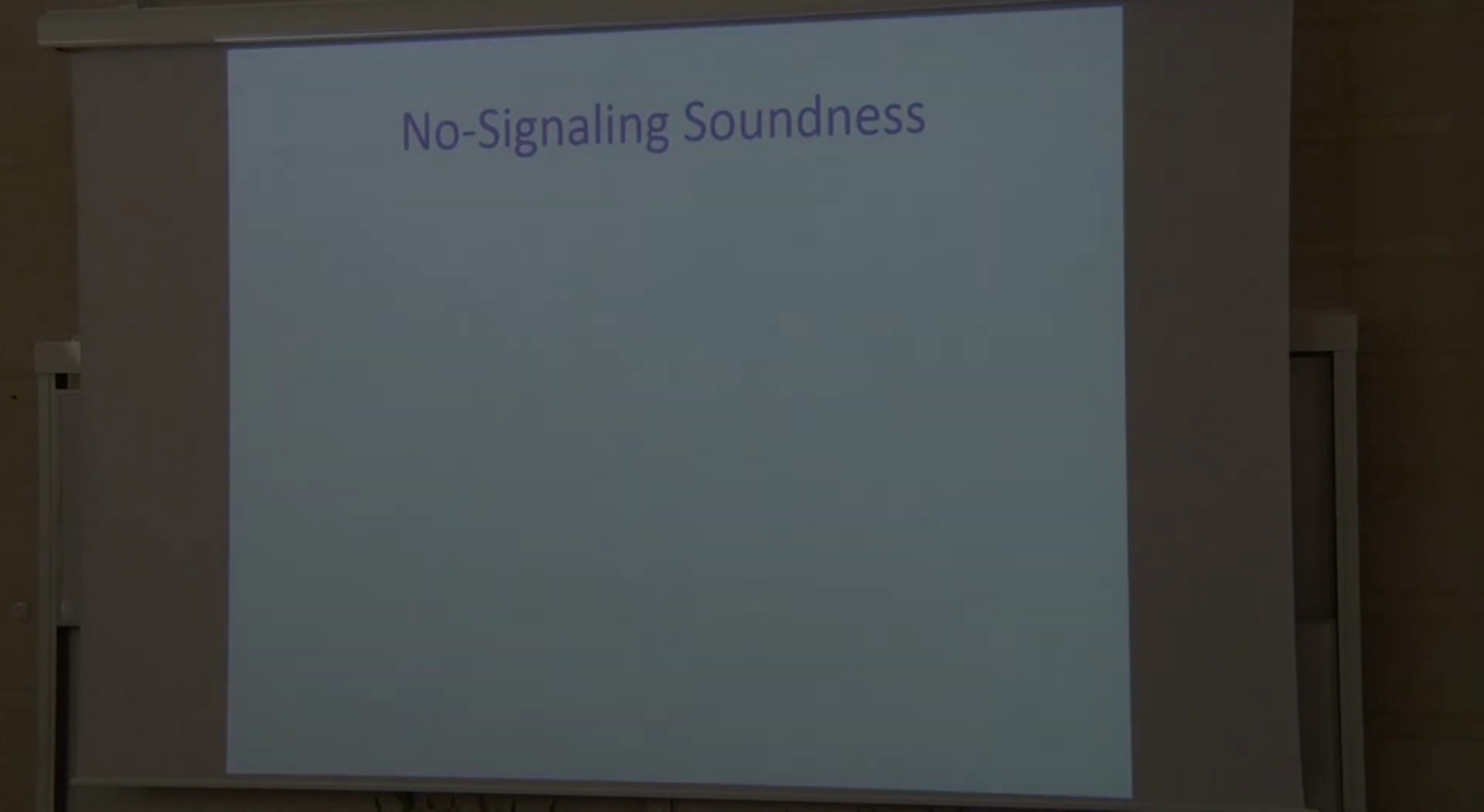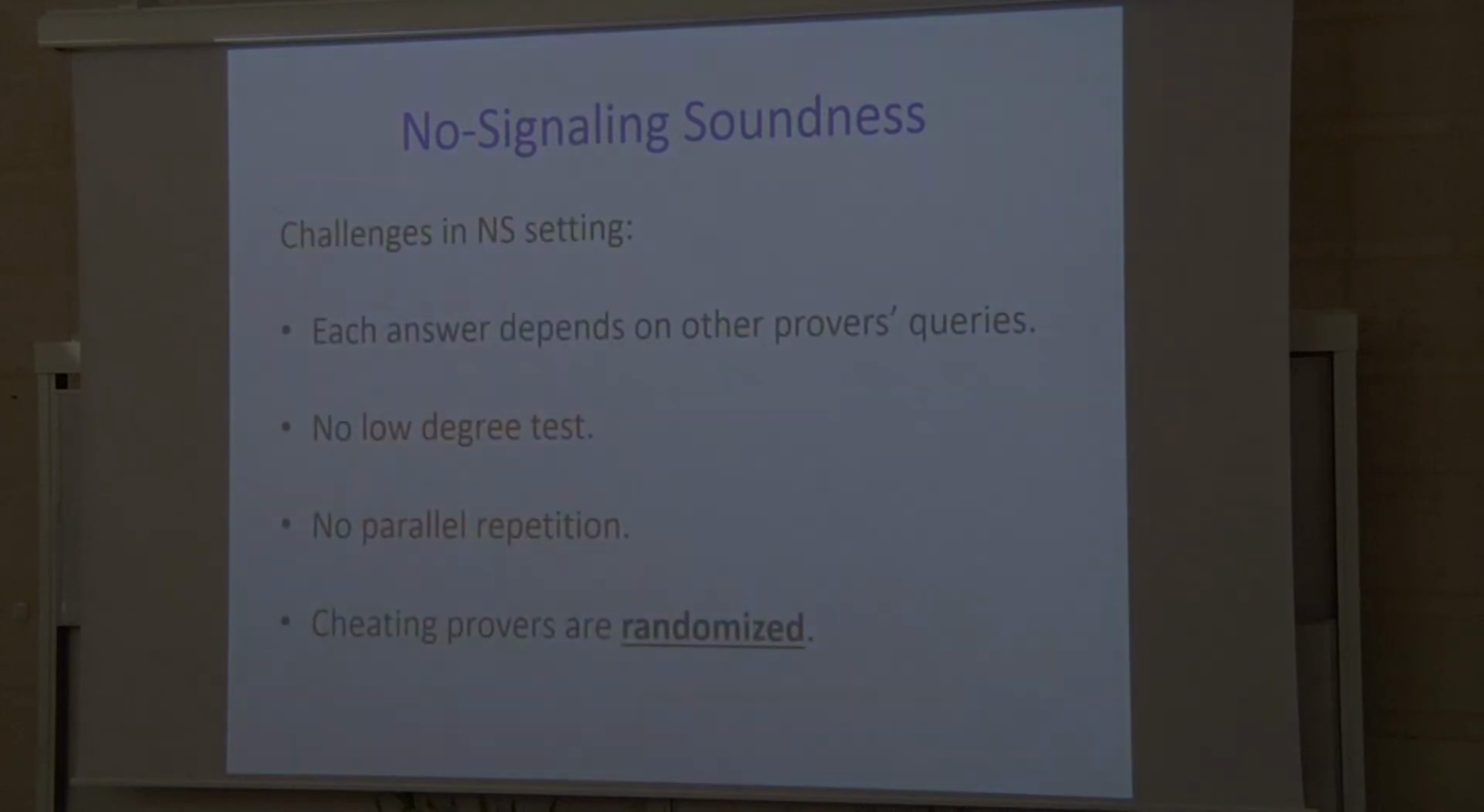And of course, we want to show soundness against no signaling cheating strategies. Let me just mention a few of the challenges that we encounter when proving no signaling soundness. The first thing, just by definition, is that each one of the answers may depend as a function on queries that other provers got, which is something that doesn't happen in the classical setting. But that's just by definition. A couple of other things that I want to point out.